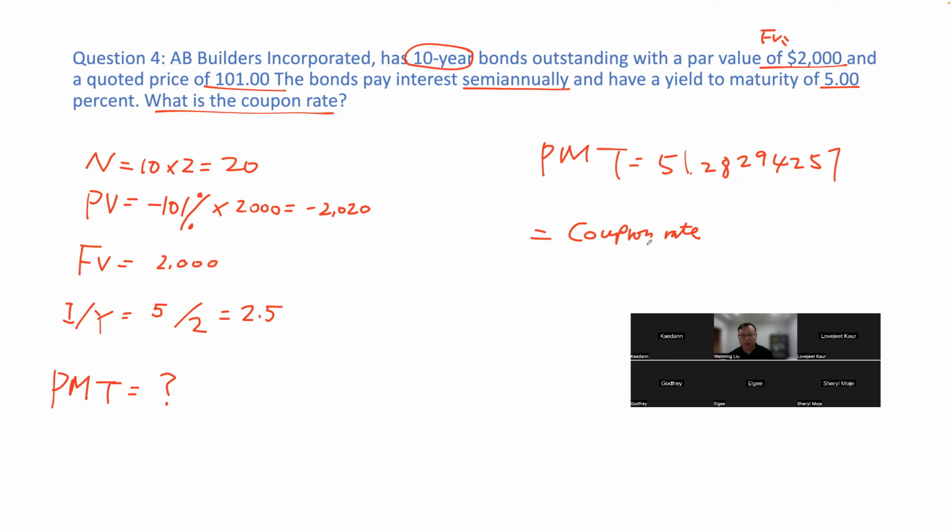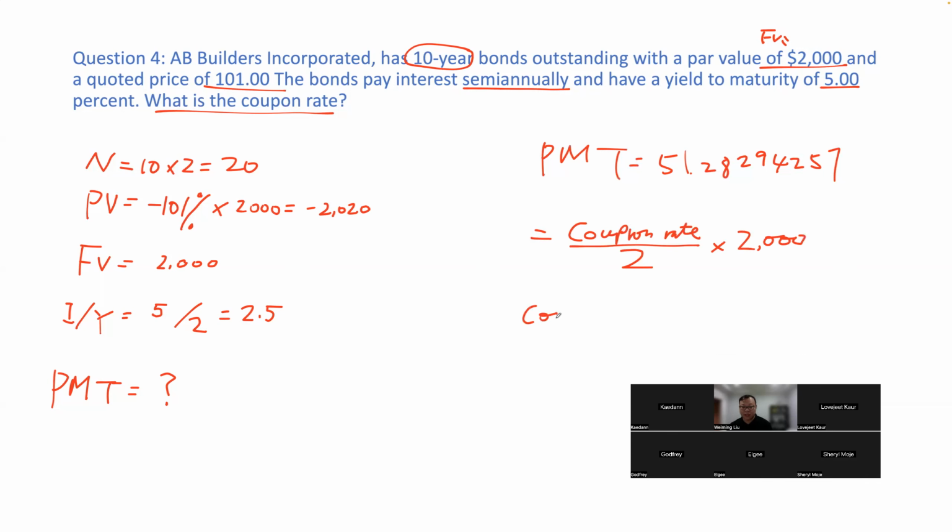So this coupon rate we want to know is the annual, right? Because it's paid semi-annually, that's divided by 2 and times future value, right? 2000. Okay. So now let's solve the coupon rate. So that equals, so this is 1000, so 51.28294, divided by 1000.